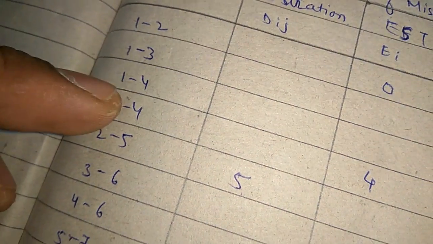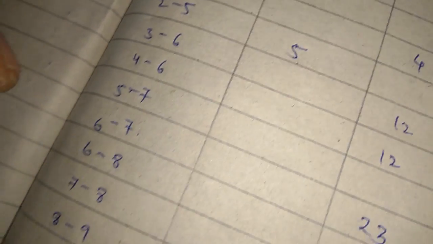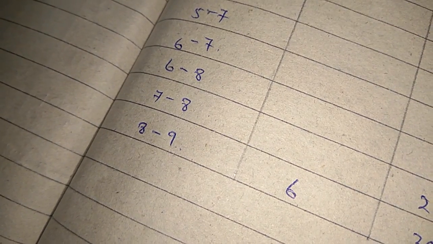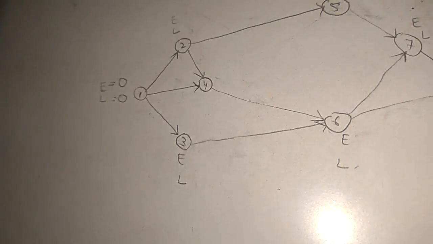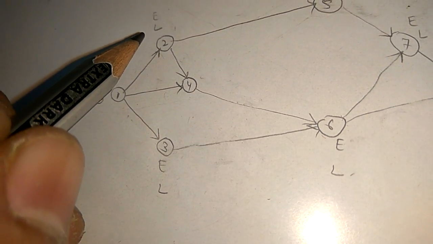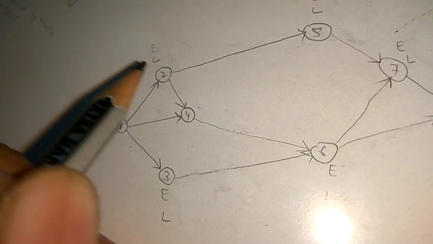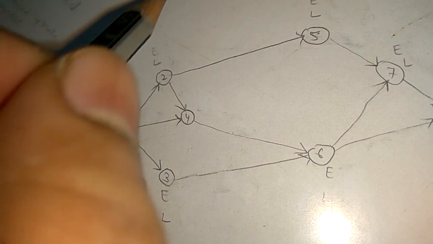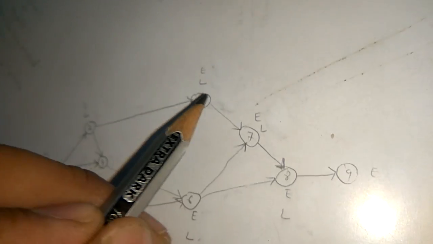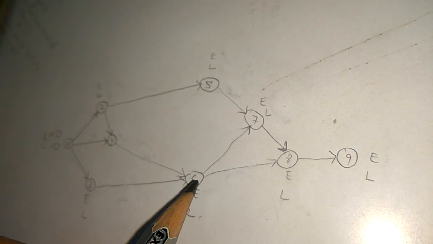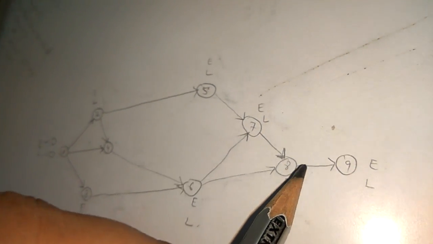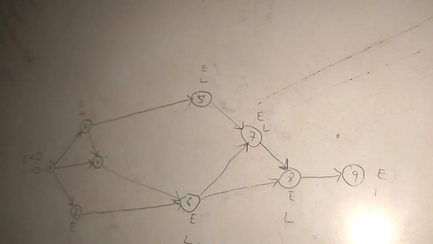So from the table, the activities are given: 1 to 2, 1 to 3, 1 to 4, 2 to 4, something like that. We will put these activities in a diagram: 1 to 2, 1 to 4, 1 to 3, 3 to 6, 4 to 6, 2 to 4, 2 to 5, then 5 to 7, 7 to 8, 6 to 7, 6 to 8, and accordingly 8 to 9.